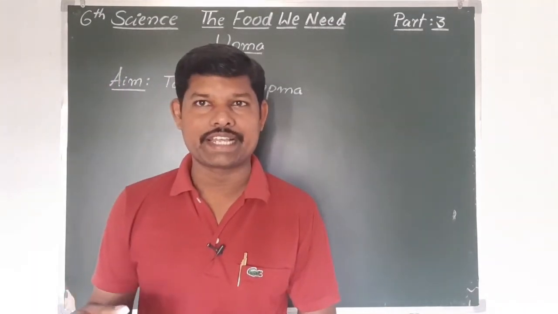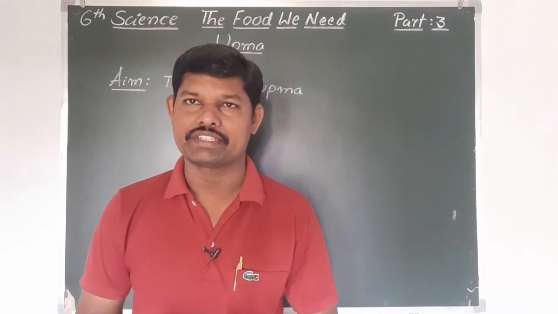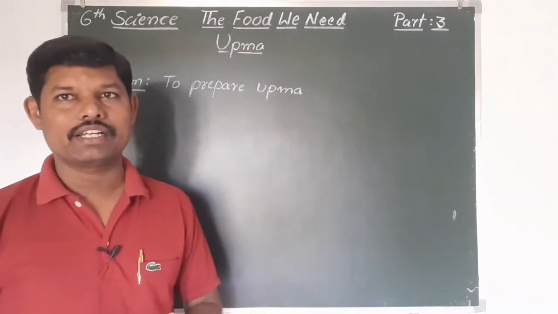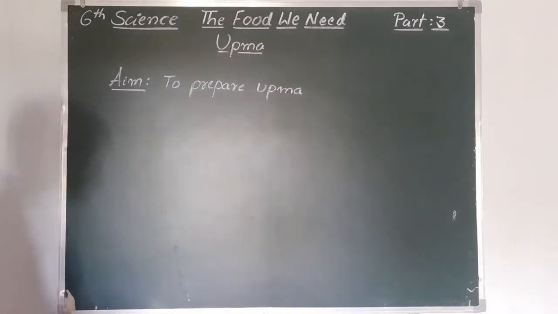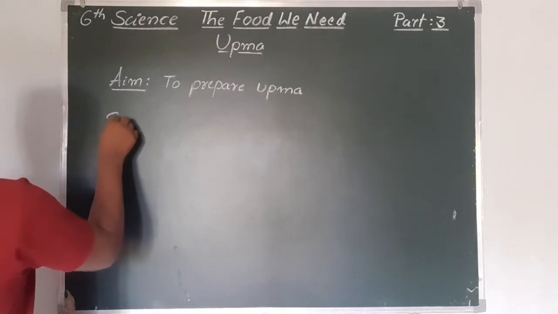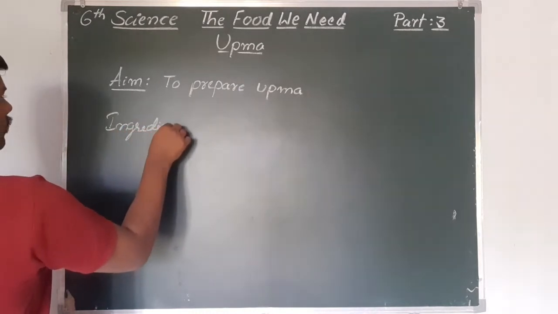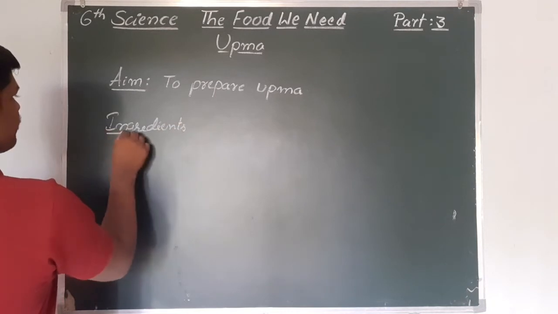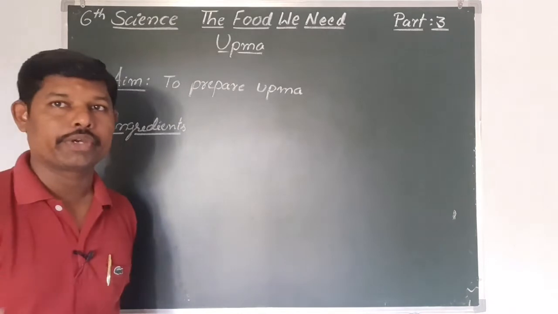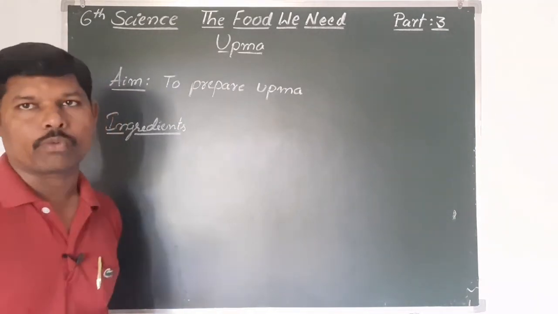Now what is the next step? You should collect all the ingredients, the required materials. That's called ingredients. Let us see what the ingredients are. Ingredients means the required materials. That means what do you need? You have to collect them. These are all called ingredients. What do you need to prepare upma?